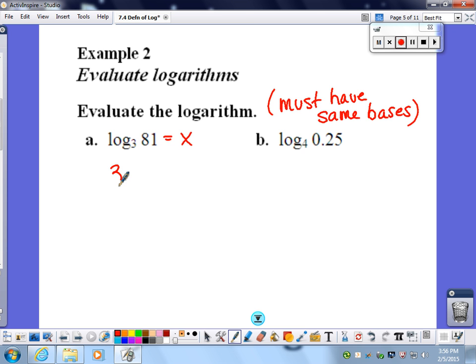So my base is 3, so 3 to the x is equal to 81. Now, in order to be able to do this problem, I need both of these to have a base of 3, because that's my lowest number here. So we have to think about, how can I rewrite 81 with a base of 3? Well, 81 is 3 to the 4th power. So that means my unknown, my x, is equal to 4.